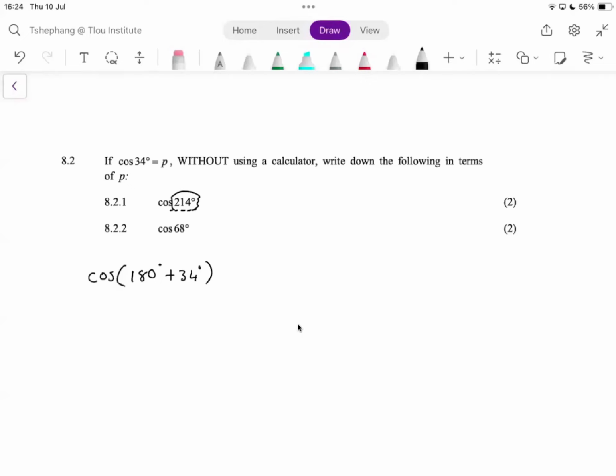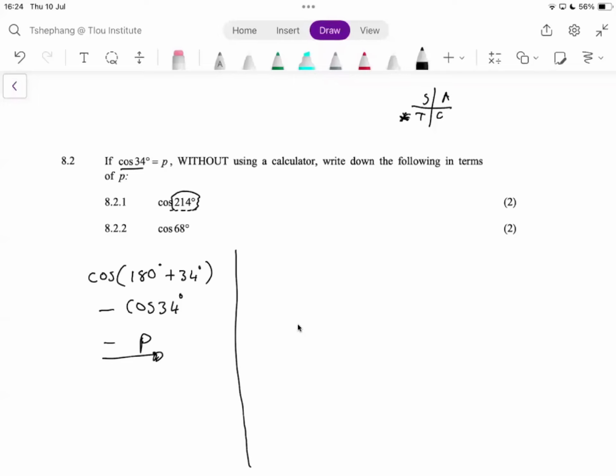Now, cos of 180 plus is in which quadrant? The cos diagram is very important. 180 plus is in this quadrant. What do we know about cos in there? It's negative. Cos of theta, and theta in this case is 34 degrees. Now, what do you know about cos of 34? It's just P. That's why our answer is negative P. We're all getting the same answer. Perfect. Now, the next one is cos of 68 degrees.